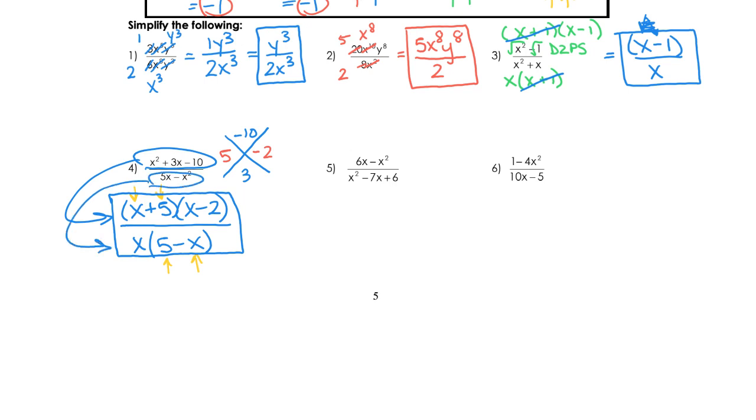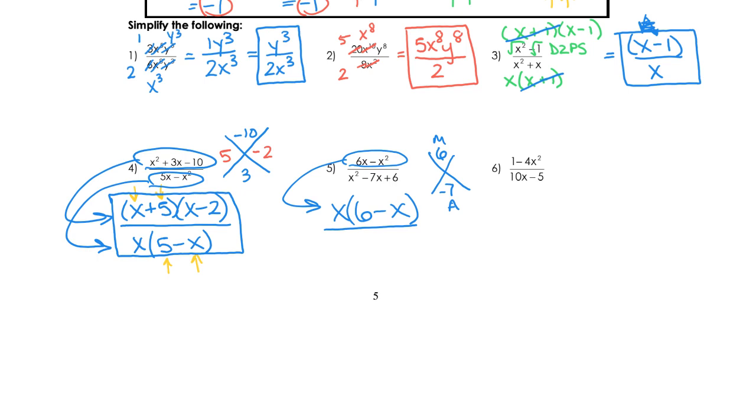All right, number 5. Again, it's a binomial and a trinomial, and they need to be factored if you want to reduce this fraction. Okay, so on top, that looks like a greatest common factor again. And so we are going to go ahead and pull out an x and be left with 6 minus x. On the bottom, that's a nice easy trinomial. So off to the side, multiply to 6 and add to negative 7.